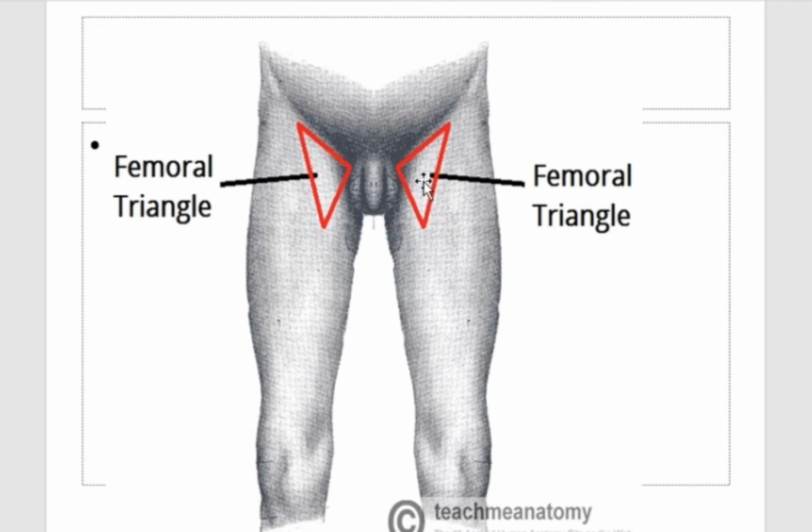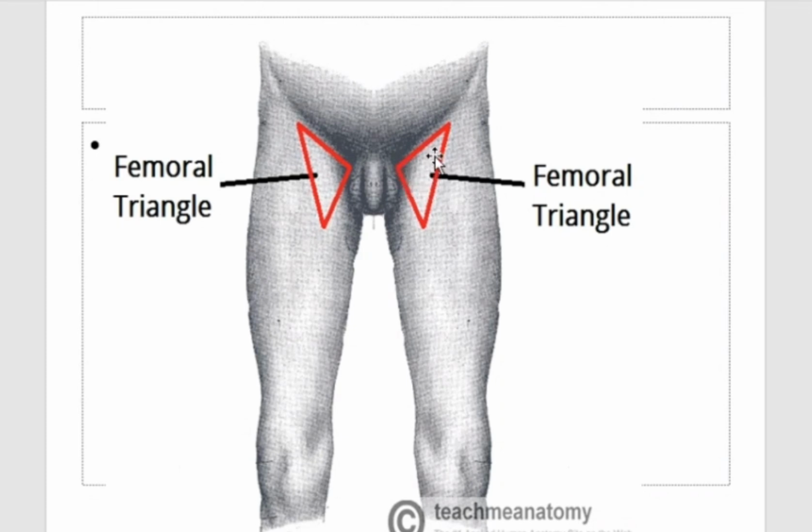How? Deep within this triangle, we have the femoral vein, the femoral artery, and the femoral nerve. The femoral vein draining deoxygenated blood from the lower limb, the femoral artery supplying oxygenated blood to the lower limb, and the femoral nerve supplying muscle of the anterior compartment. We also have lymphatics draining the lower limb.